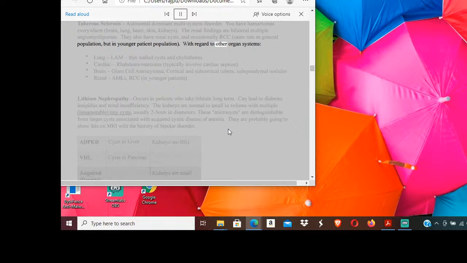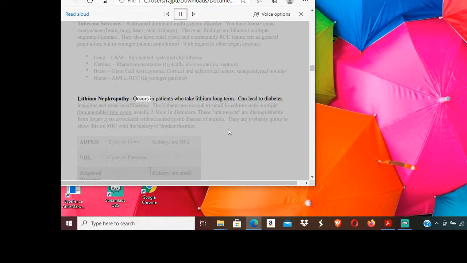With regard to other organ systems: lung, LAM, thin-walled cysts and chylothorax. Cardiac, rhabdomyoma, typically involving the cardiac septum. Brain, giant cell astrocytoma, cortical and subcortical tubers, subependymal nodules. Renal, AMLs, RCC in younger patients.